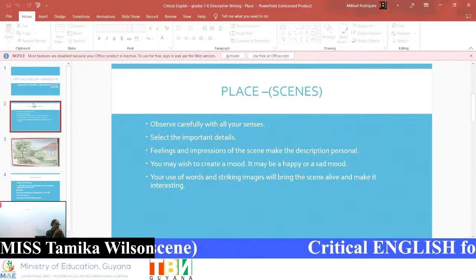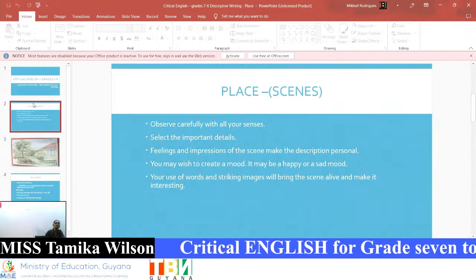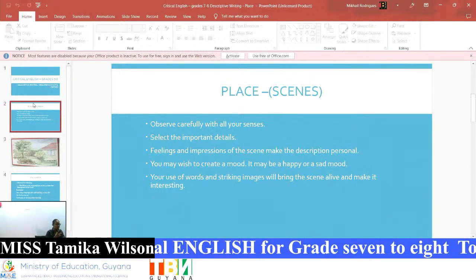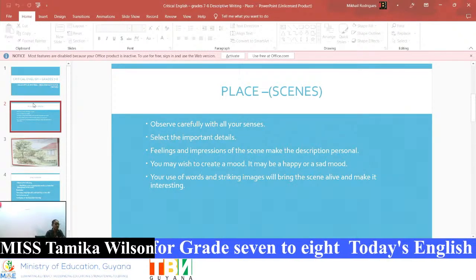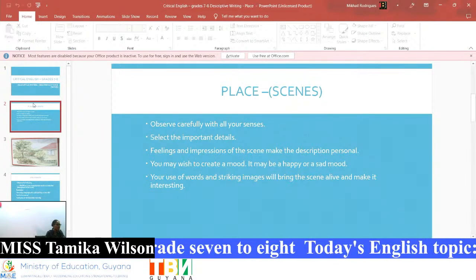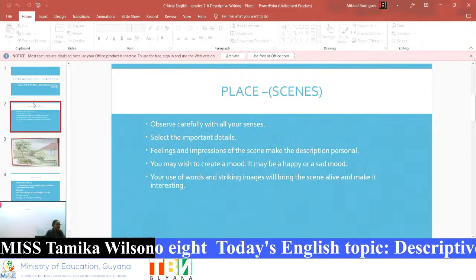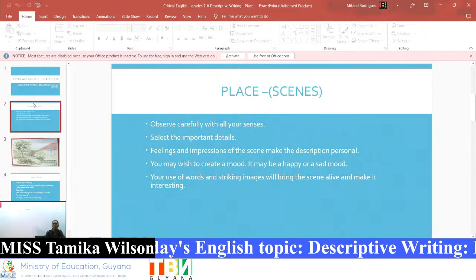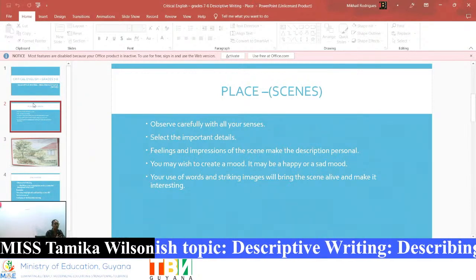And then we want to select the important details. So if we're going to describe a place or a scene, what do we want to include in our description? We cannot, of course, include everything, and so we want to select the important details. And then we want to look at feelings or impressions of the scene that make the description personal. So what are the things that appeal to you? And so now you put it into words, or we put it into practice.